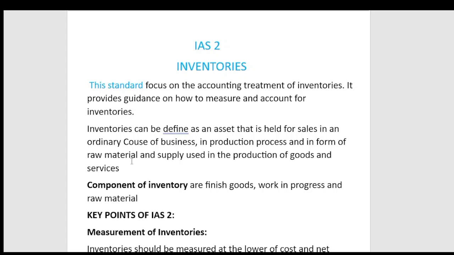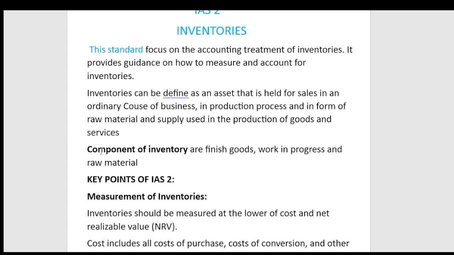Now, this inventory will have what we call components of inventory. The components of inventory are: one, finished goods; two, work in progress; and the third one is raw material. This component of inventory is highly examinable. You might be asked, what are the components of inventory, after you must have defined it? One is finished goods, work in progress, and raw material.